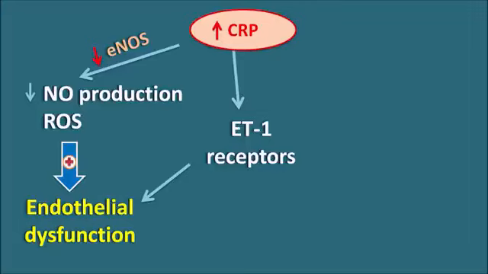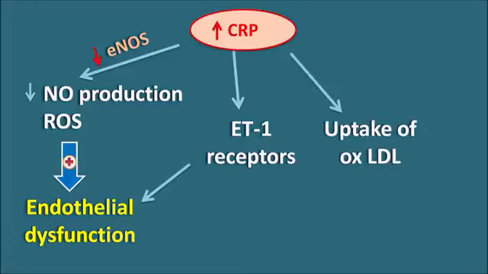Similarly, the raised levels of CRP can also increase the opsonization, which results in the uptake of the oxidized LDL by the macrophages. When these macrophages take up the oxidized LDL, they can be converted into foam cells, which is one of the important pathological processes in the development of atherosclerosis. So raised levels of CRP can further increase the atherosclerotic plaques by increasing the formation of foam cells.